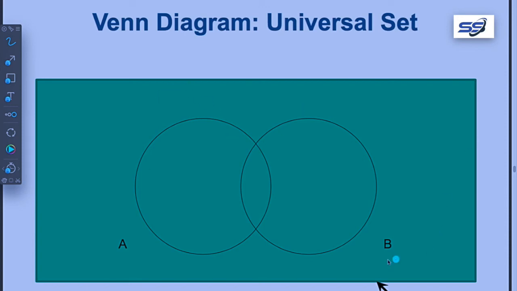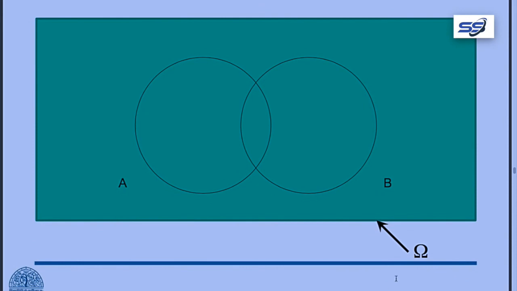The complete box is green. The first circle A is also green and the second circle B is also green. So this is the symbol for the universal set, which is denoted as this one.